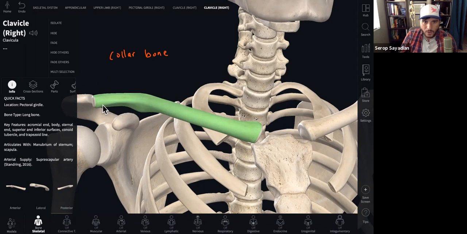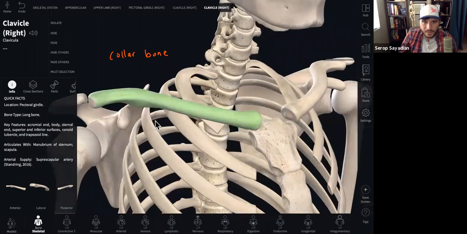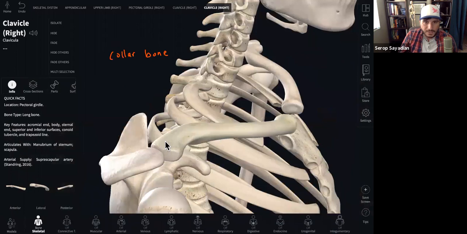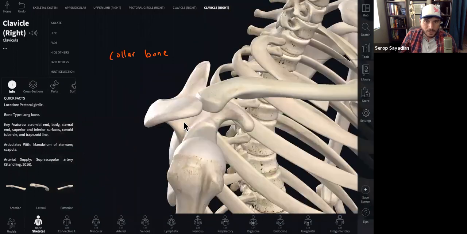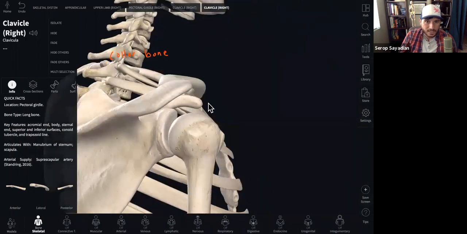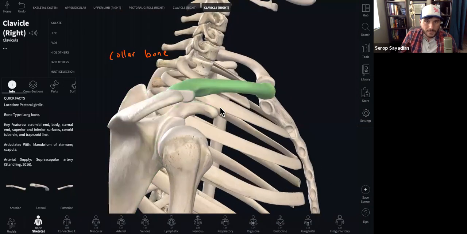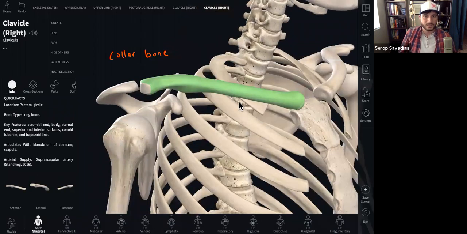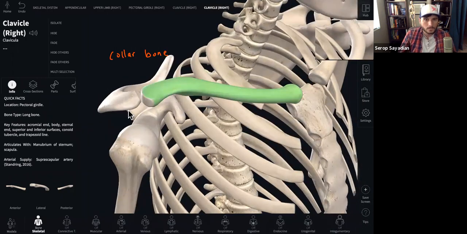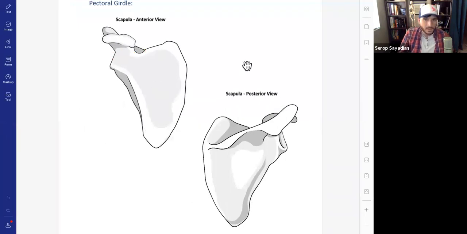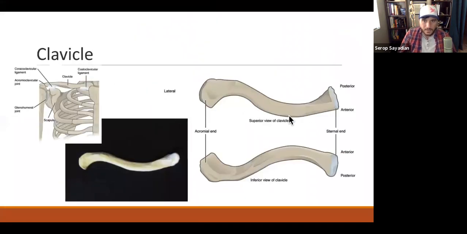And if you follow the clavicle all the way to the distal end of it, you'll see that it's connecting here to the shoulder blade. We'll learn this bone in a second. That's the scapula here. So the clavicle is attaching the axial skeleton to the appendicular skeleton. We don't have a picture of the clavicle on the lab diagrams because there are no specific structures. So if you see this on the quiz, you just need to know that it's the clavicle.